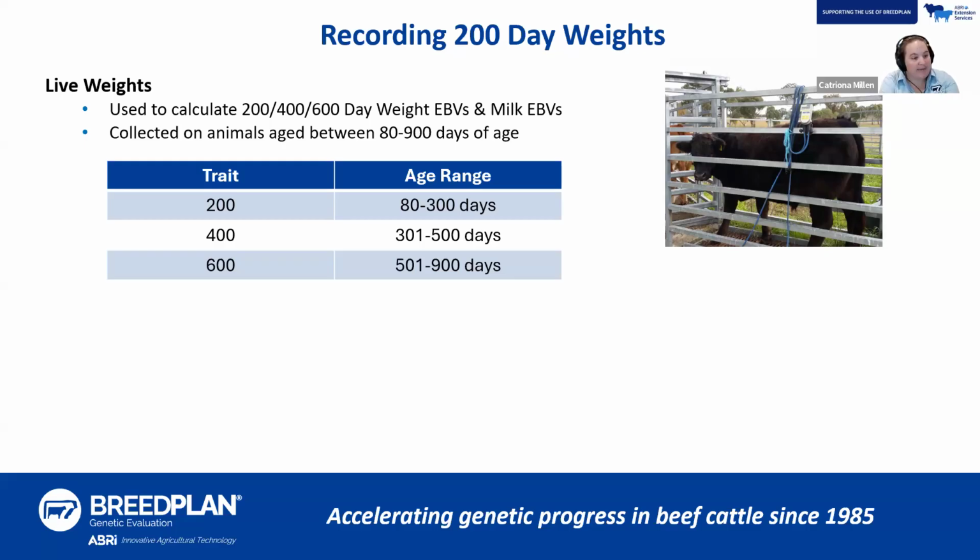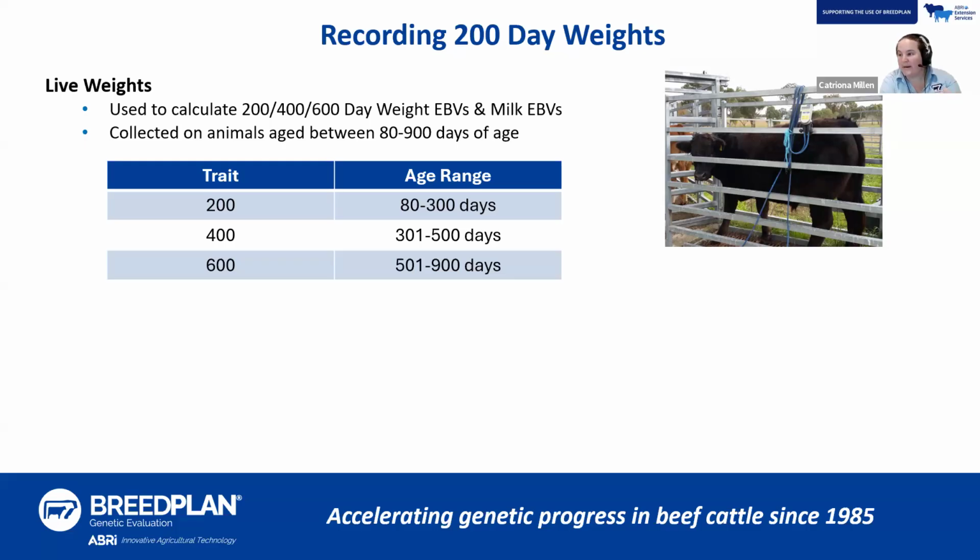And you'll see here that we have some age ranges for the different traits. So 200-day weight can be collected on animals that are 80 to 300 days of age. 400-day weights, they're 301 to 500 days of age, and 600, they're 501 to 900 days of age.